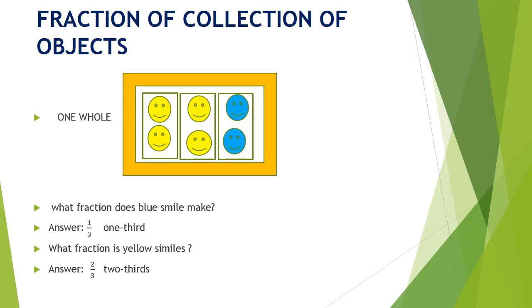And what fraction is yellow smileys then? Yellow smileys will be the remaining two groups, right? So it will be 2 out of the 3 groups. 1, 2. These 2 groups out of the 3 groups make yellow smileys.